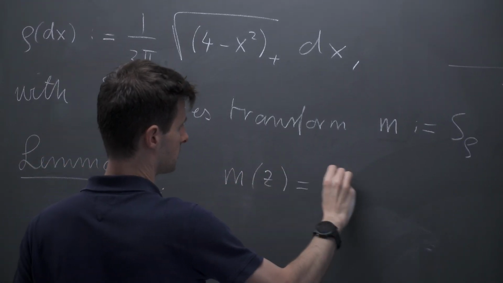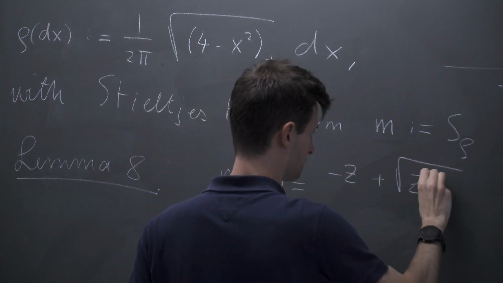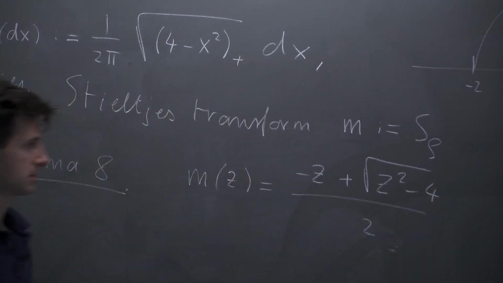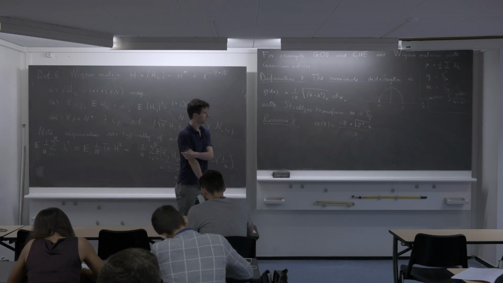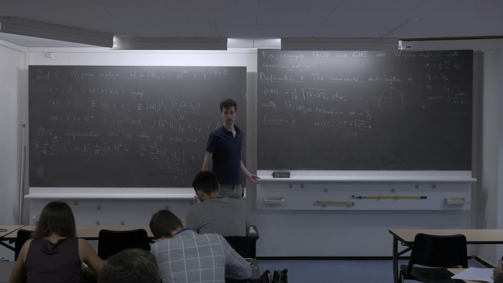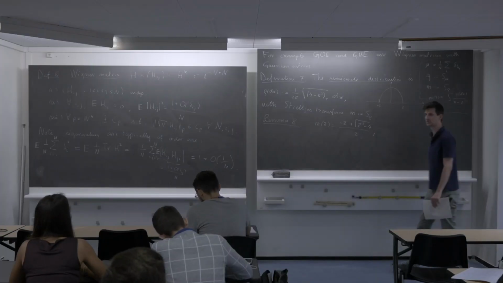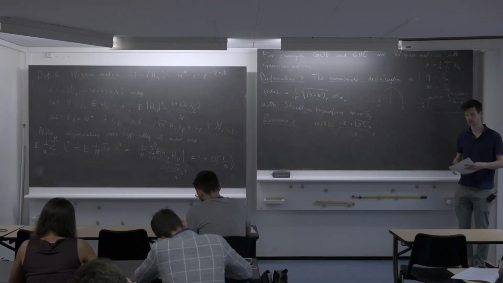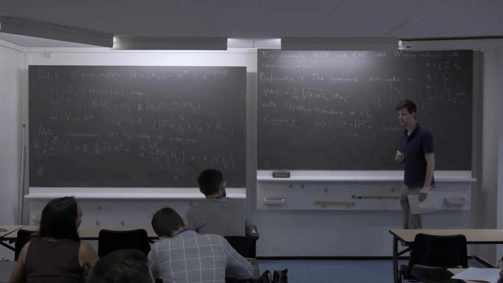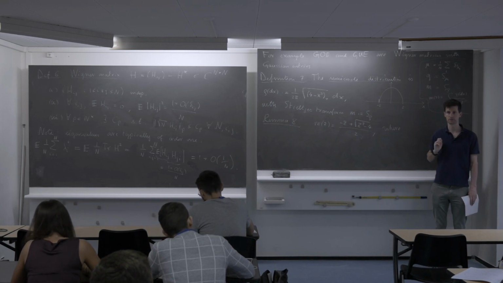So M of z is equal to the following explicit expression: minus z plus square root of z squared minus 4, divided by 2. Now I have a square root of a complex number, so one has to be slightly careful. One has to define which square root I take, or in other words, where the branch cut is. I always choose the standard branch of the square root, which means it has a branch cut on the negative real axis.